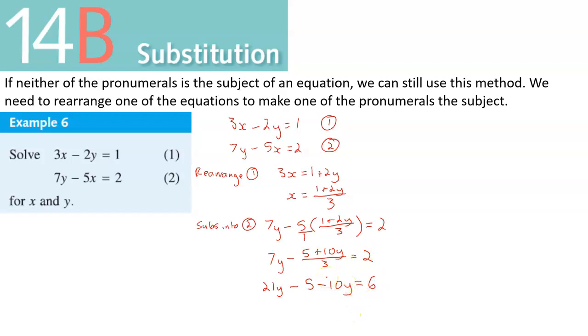I can collect the like terms on my left-hand side. I can add 5 to both sides. And then I'm just going to have to go across here, and then I can divide by 11. Moving up to here, I found my y, so now I can substitute that to find the x. Neither of these will be easier than any other here particularly, so I'm just going to substitute it into 1.